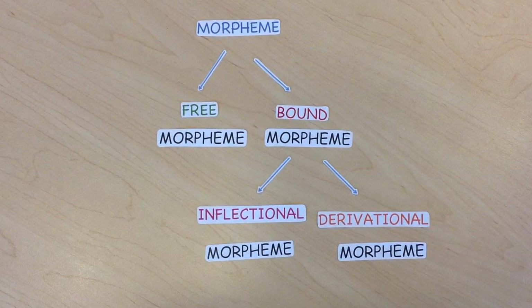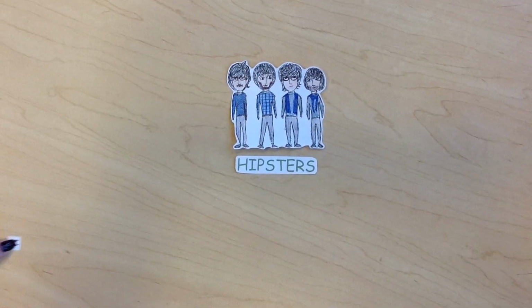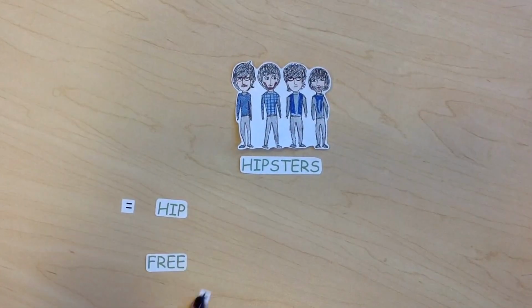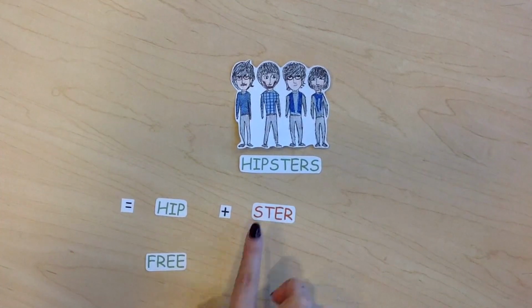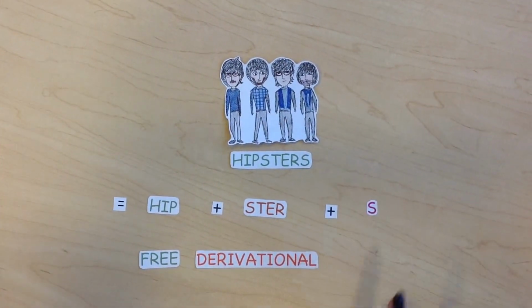Instead of constructing words, we will break down words based on the morphological concepts we have covered. Let's look at the word hipsters. We can break this word down into separate free and bound morphemes. Thus, hipsters can be broken down into hip, a free morpheme, stir, a derivational morpheme, and s, an inflectional morpheme.